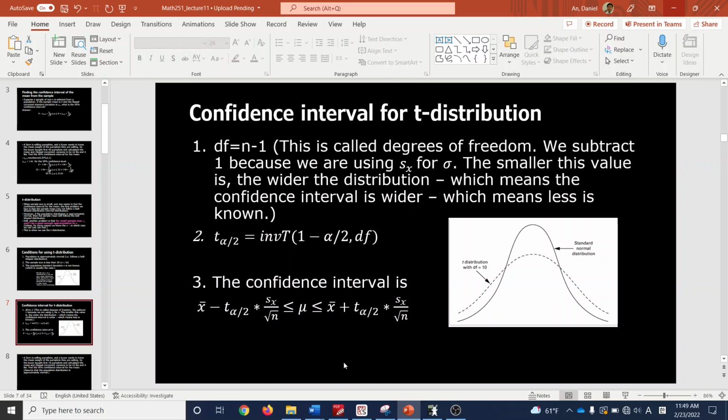So how do we then calculate the confidence interval for the t-distribution? Well, the t-distribution is dependent on this number called degrees of freedom. It's called df. The smaller the df is, the wider the distribution will be. And you kind of understand why, right? The less sample you play with, there's more uncertainty, so you're going to have a wider curve.